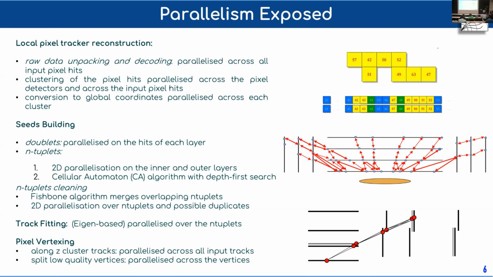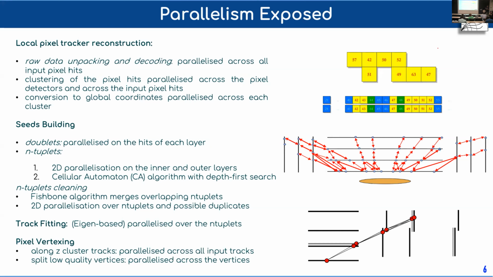How to do this? The idea was to expose different levels of parallelism. As you can see here, this is just a big summary of what pixel reconstruction is. It goes from the reconstruction of the clusters to the building of the seeds, which are the collections of hits, then to the track fitting and also the vertices, so finding the point of interaction. I will not go through all of these, but different levels of parallelism are reachable. For example, for the clustering, we can exploit the fact that CMS is built in modules, and so we can parallelize on that.